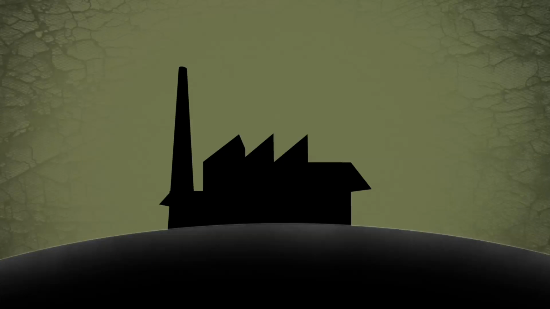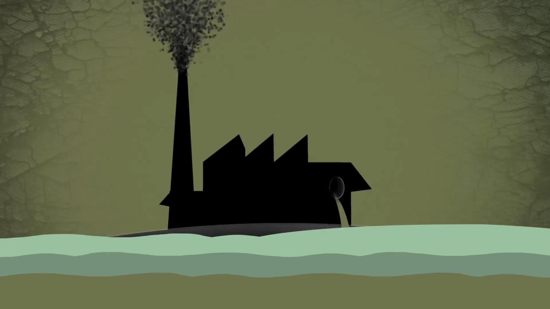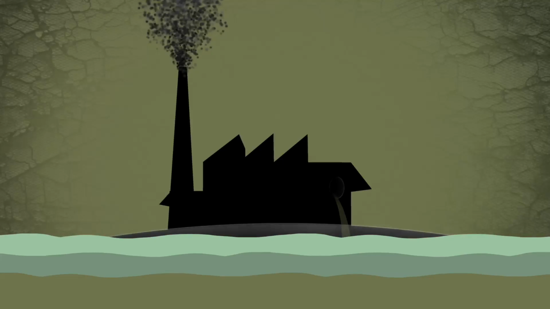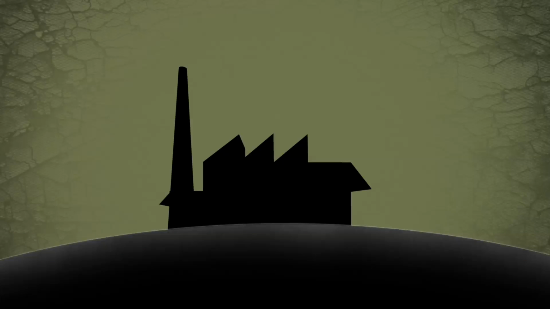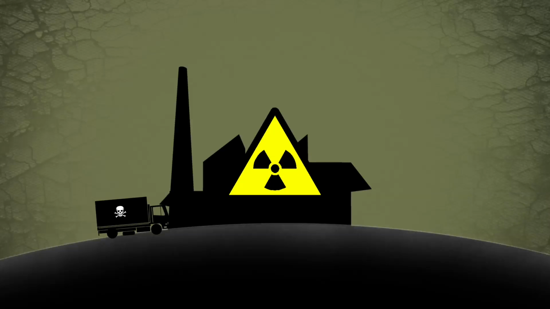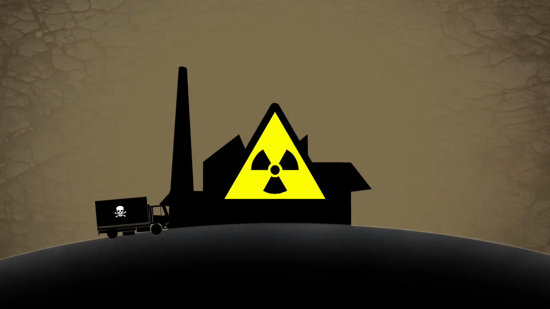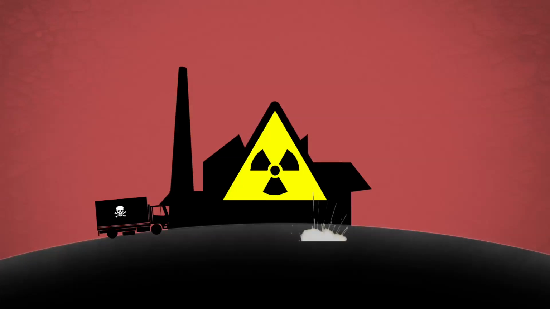Industries emit air pollutants, generate wastes and discharge waste waters, creating pollution risks. Industries use, store, transport and handle hazardous chemicals and material that could be accidentally released or could lead to disasters.